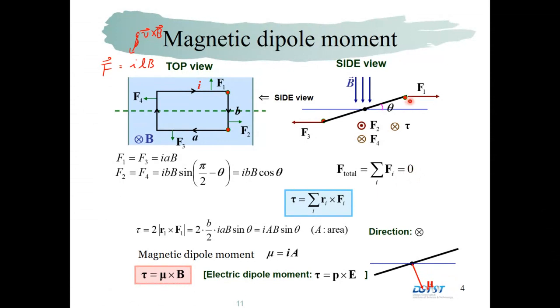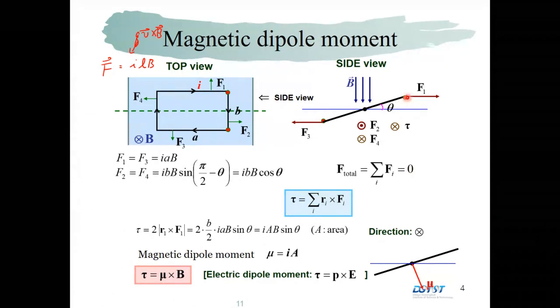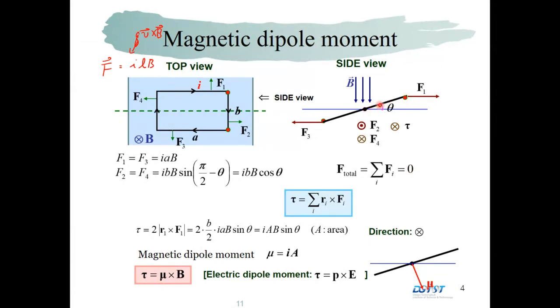But the acting points of these forces are not the same, so we have a net torque, which is represented by the distance cross the force. If you are not familiar with torque, you should take a look at the textbook again on fundamental physics or classical mechanics.